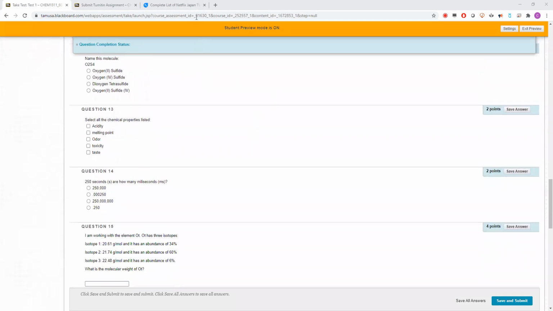How many seconds? 250 seconds or how many milliseconds? So 250 seconds. 1 second is 1,000 milliseconds. So that's 250,000 milliseconds.